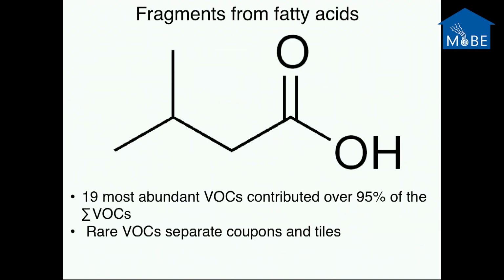Most of what we saw were derivatives of fatty acids. So we saw a lot of short-chain fatty acids and medium-chain fatty acids. And these are general indicators of microbial metabolism. So the 19 most abundant VOCs contributed most of the total VOCs that we observed, and it was these rare VOCs that were separating kitchen coupons from bathroom tiles.